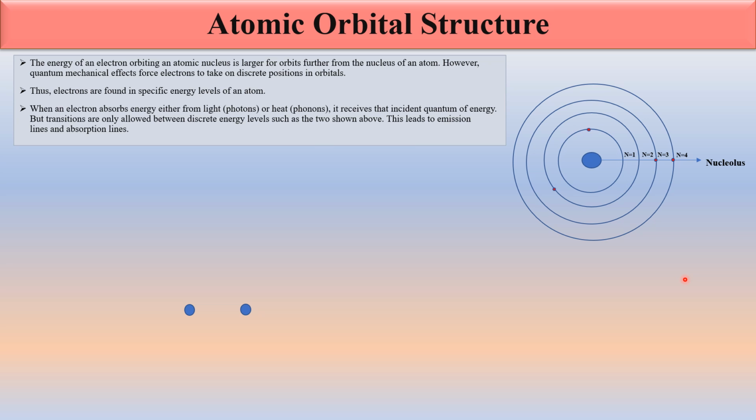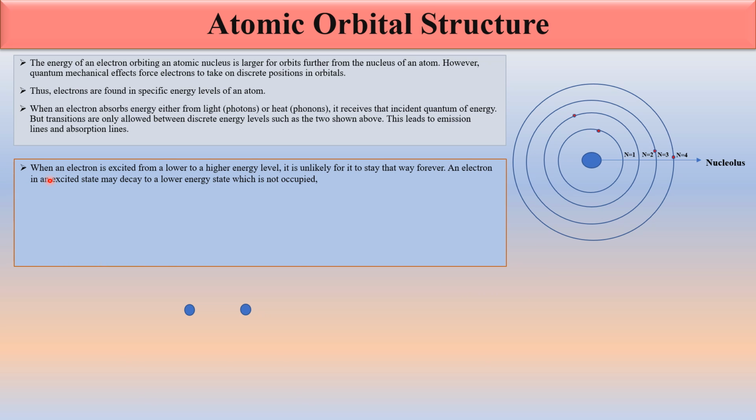You can see here these are the electrons orbiting the nucleus in the same way. When an electron is excited from a lower to a higher energy level, it is unlikely to stay that way forever, because we already know that any system wants to be in a stable state. So whenever the electron absorbs energy, it moves to a higher energy level, but it just wants to come back to the lower energy, and in this process it emits a photon.